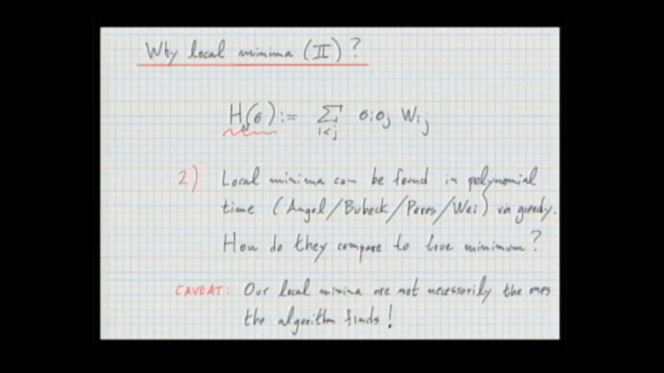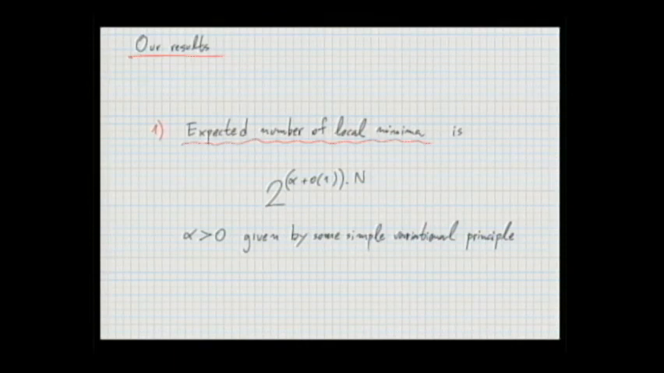So what are the results? The first result is that we can compute the expected number of local minima up to exponential order, in this sense: the expected number is 2 to some constant alpha times n, plus smaller order terms in the exponent. And this alpha is given by some simple variational principle coming from a large deviations function that I'm going to describe towards the end of the talk.